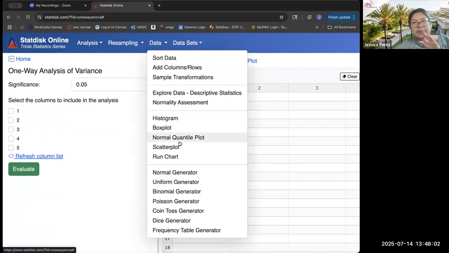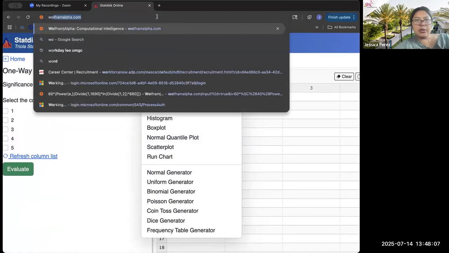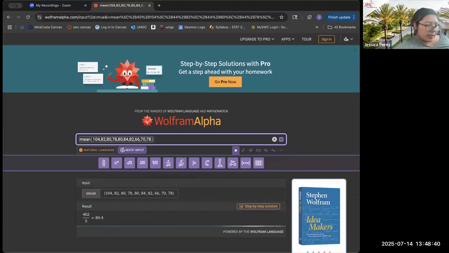If we want to find the mean of data, I'm just going to go to Wolfram Alpha and find the mean of, and then input the data: 104, 82, 80, 78, 80, 84, 82, 66, 70, and 78. And I'm going to close it, and I want to find the mean of that. The mean is 80.4, which is exactly what I was given.